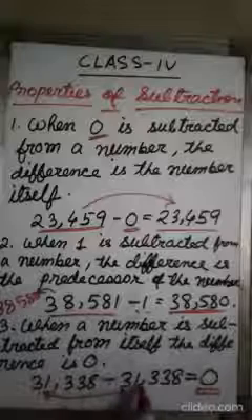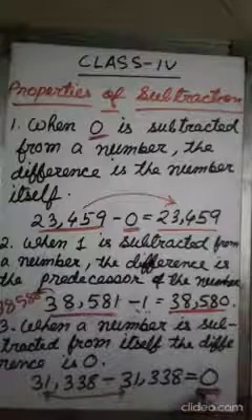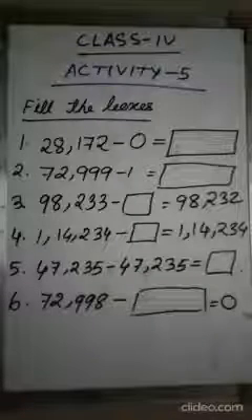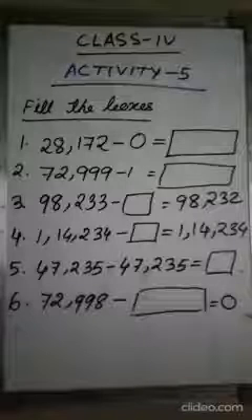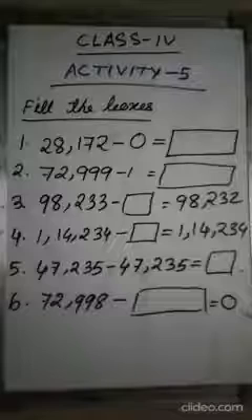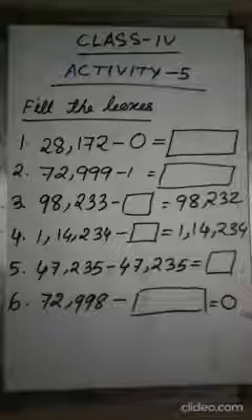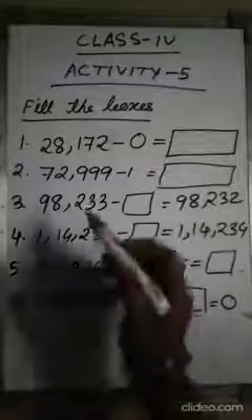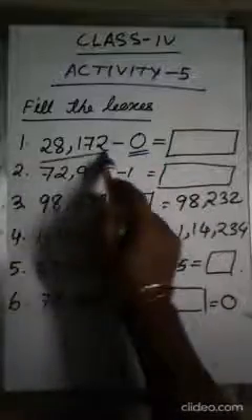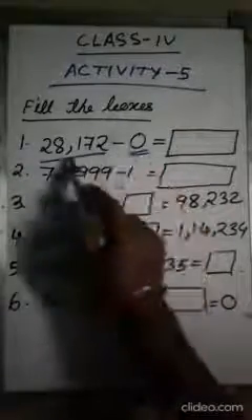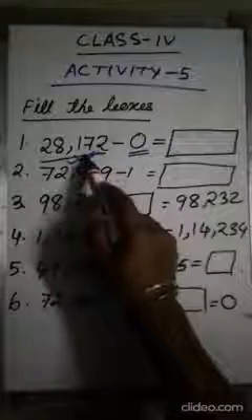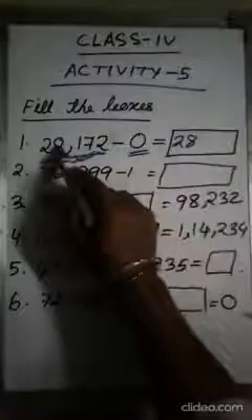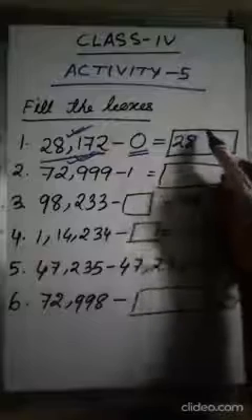31,338 minus 31,338 will give you 0. Now we shall solve activity 5. Fill the boxes. Number 1, 28,172 minus 0. We have got in the properties of subtraction that if we subtract 0 from any number, the result is the number itself. So here, after subtracting 0 from this number, we will have the same number as the difference.